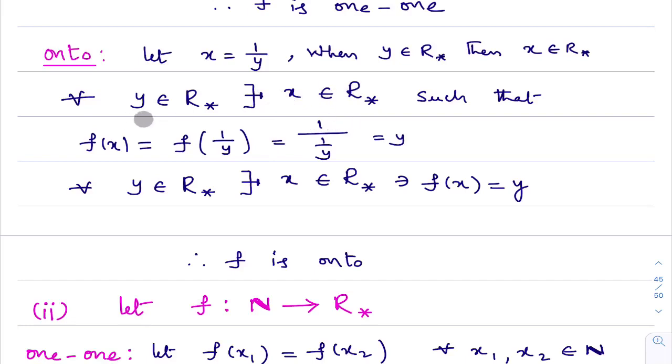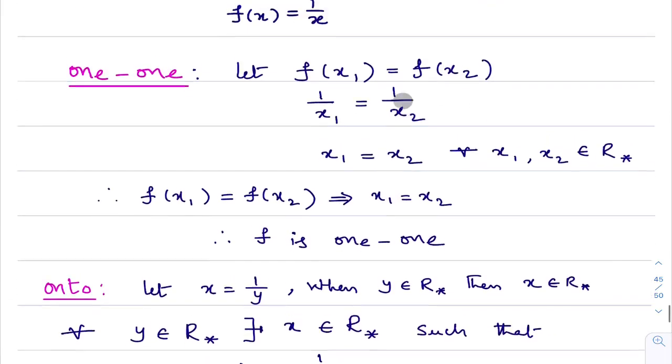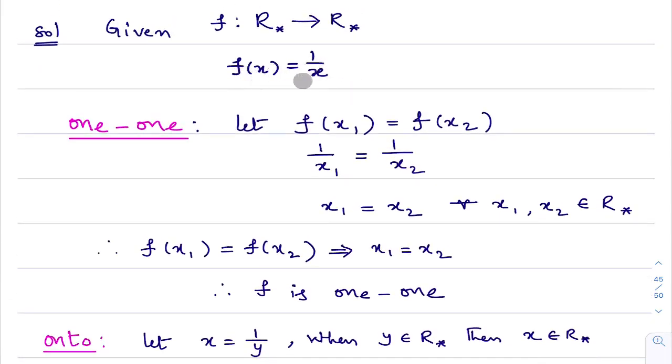Okay, what happened here? I considered one element y in the codomain set. There exists one x in the domain set. x I considered as 1 by y. I will calculate f of x. What is x actually? x is 1 by y. In place of x, as I have taken x is 1 by y, I have written 1 by y. How is the function defined? The function is defined as f of x equal to 1 by x, right?